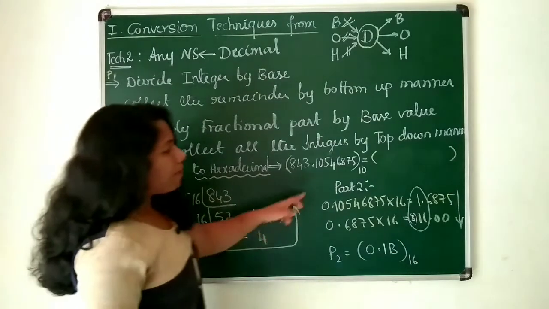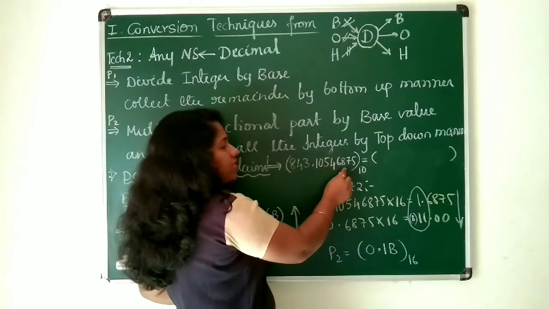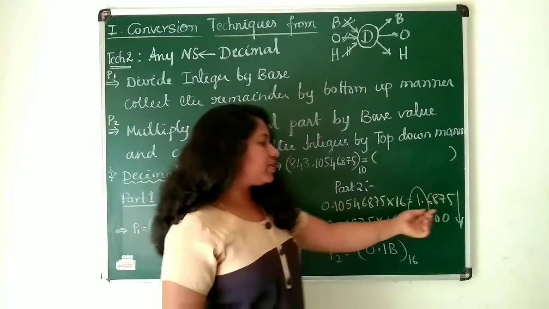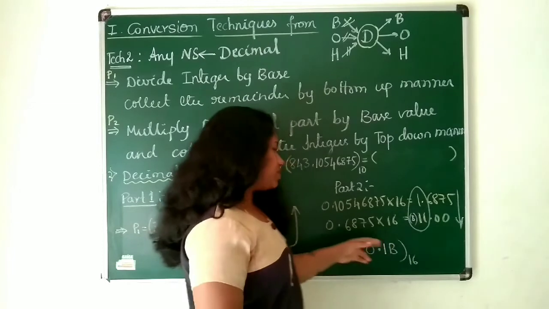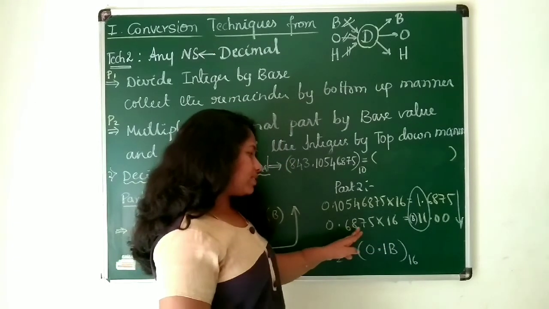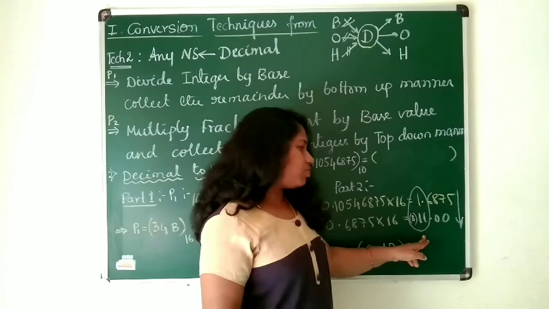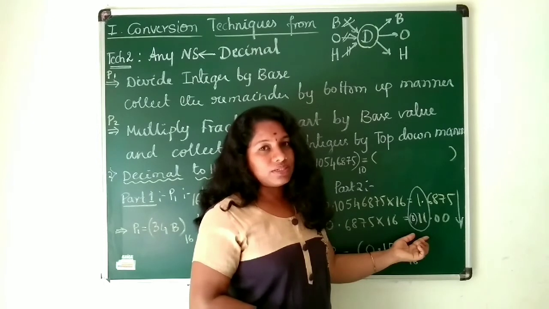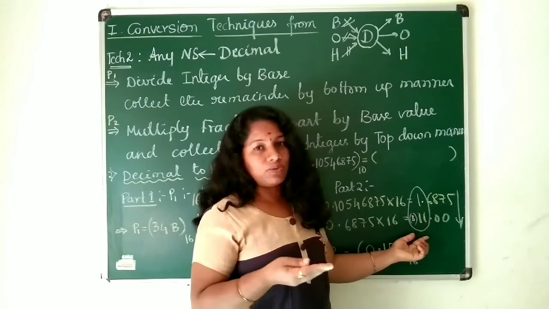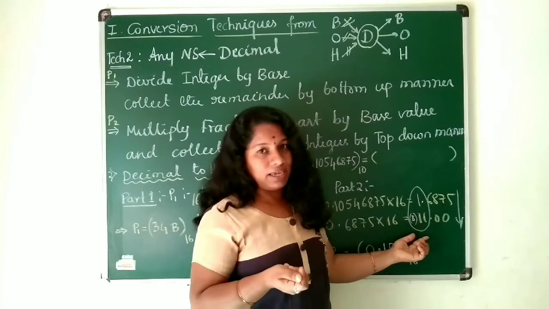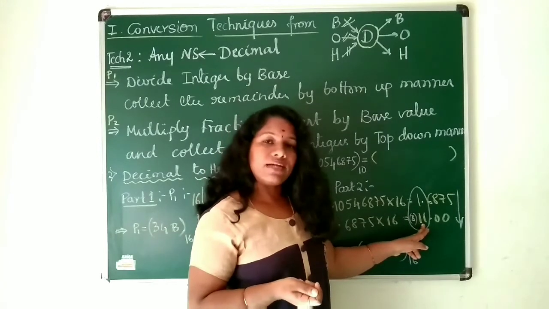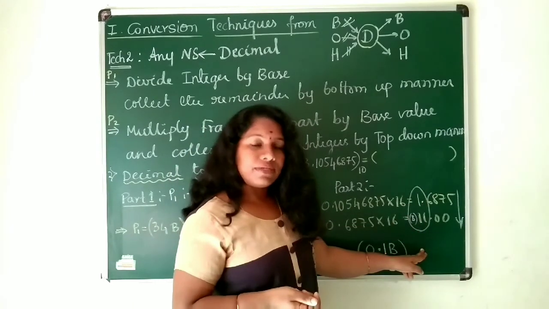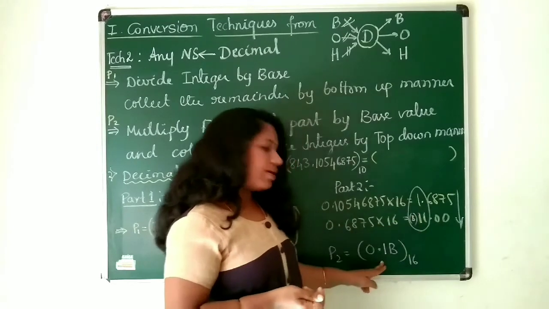Part 2, I have taken 0.10546875 multiplied by 16, which gives 1.6875. Now I need to take only the fractional part for further multiplication. So take that fractional part, 0.6875 multiplied by 16, which gives you 11.00. As you know, in case of hexadecimal, after 9, you need to write alphabets A, B, C, D, E, F, right? So this 11 indicates the B alphabet. You need to represent that here. So the answer is, you need to take from top down manner. So 1B is the answer. Point 1B is the part 2 answer.